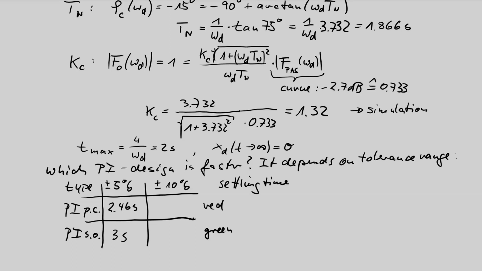So we can say, okay, for the 5% tolerance range, the PI pole compensation is faster. The winner is pole compensation. Now we go to the 10% tolerance range. Okay, back to the curve.